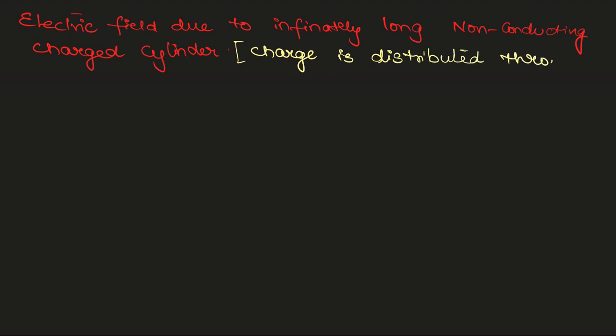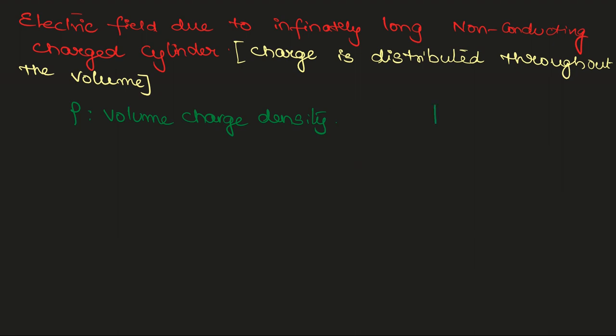Charge is distributed throughout the volume. So here we will discuss volume charge density. If we are having one infinitely long charged cylinder, we are considering a point inside as well as outside. So first, the outside point.